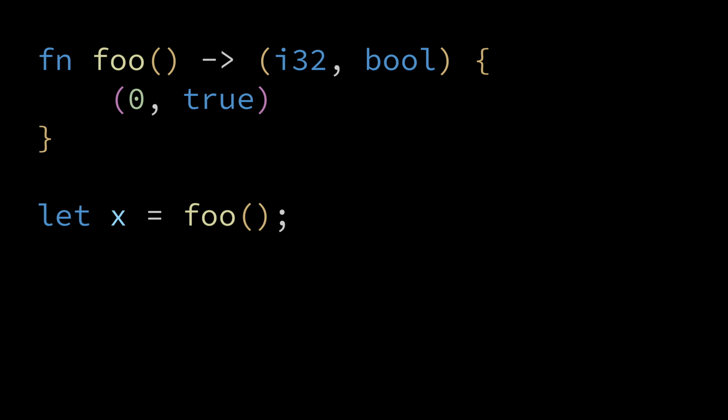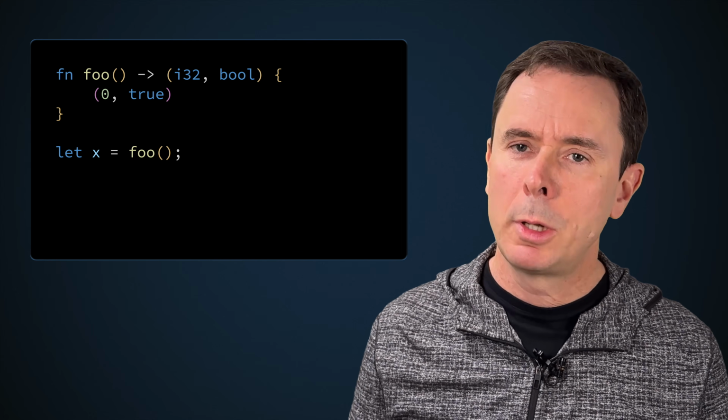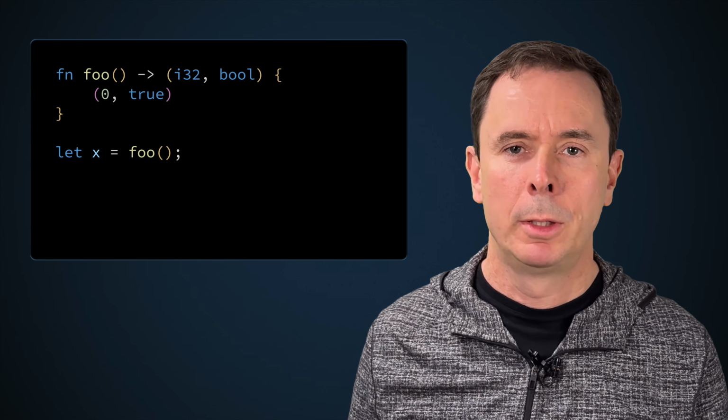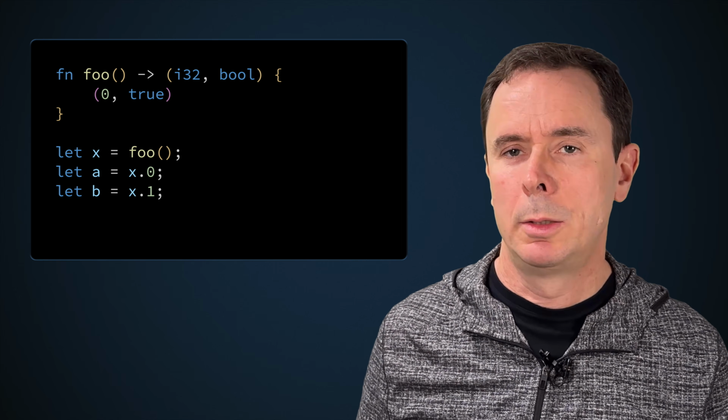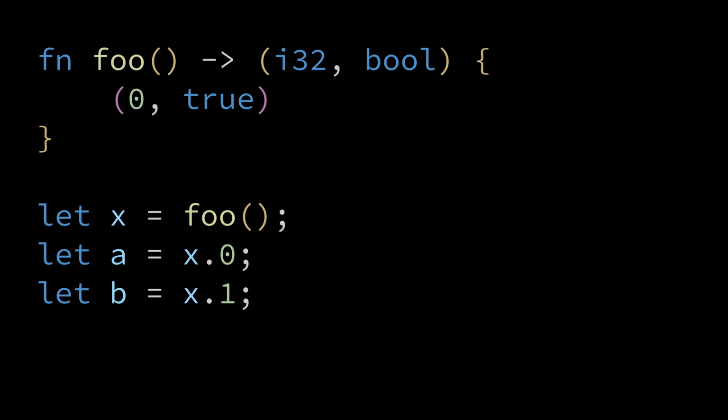Now, when you call foo and you get back a tuple, how do you get at the individual fields? Well, a tuple is like a struct, except we don't name the type and we don't name the fields. So the compiler gives the fields names that look like integers. x.0 is the first field, the i32, and x.1 is the second field, the bool.